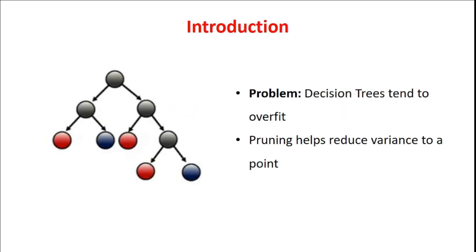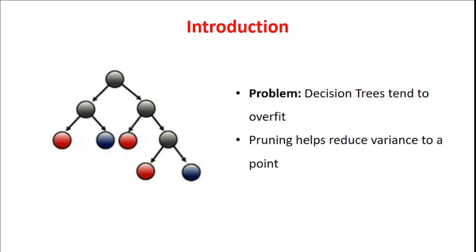So, what's the problem in decision tree? In decision tree, it tends to overfit. It has low bias and high variance issue. So, our target is to reduce the variance. For that reason, we are getting into random forest.